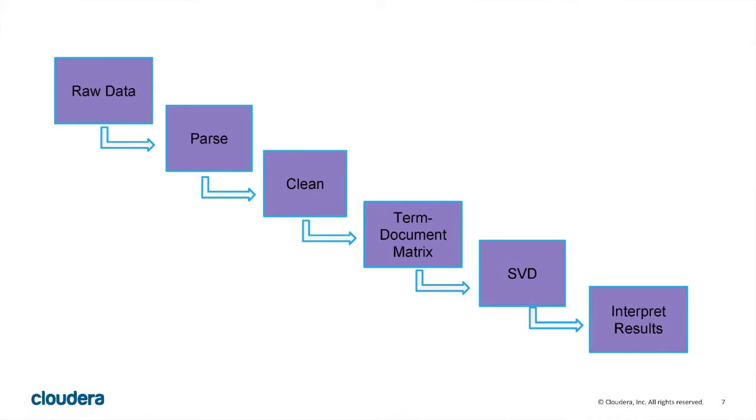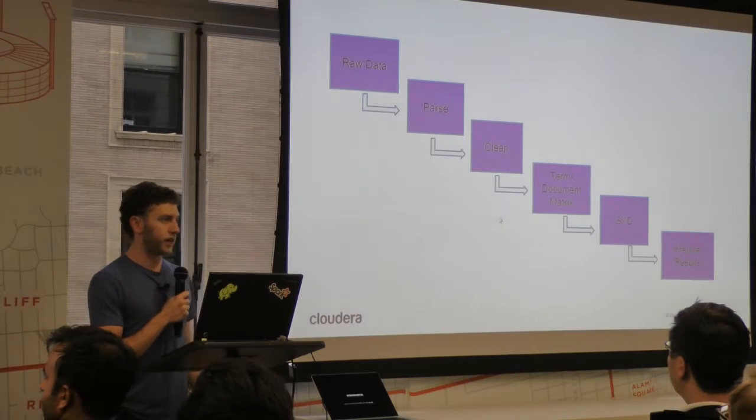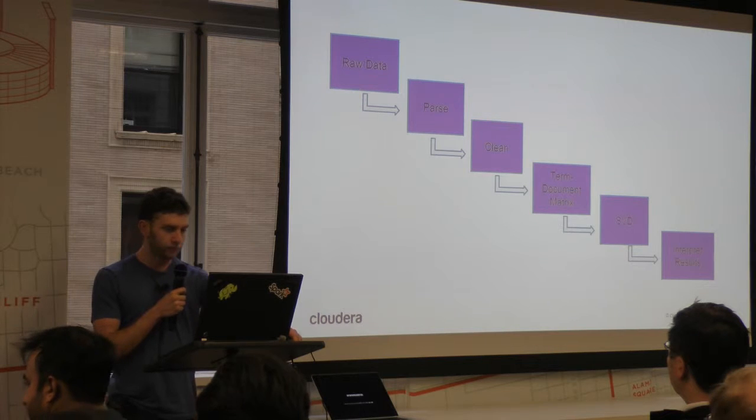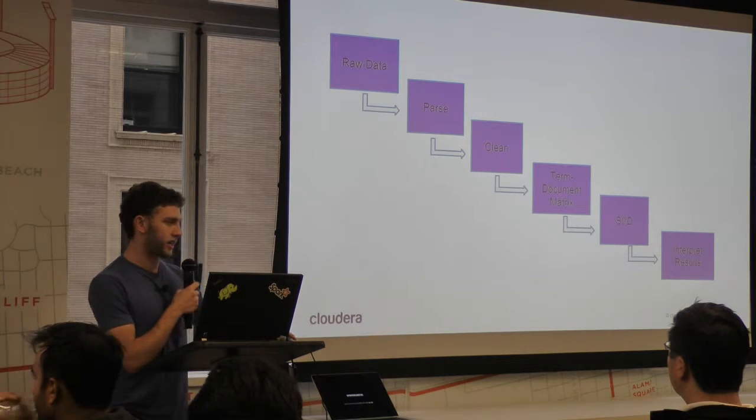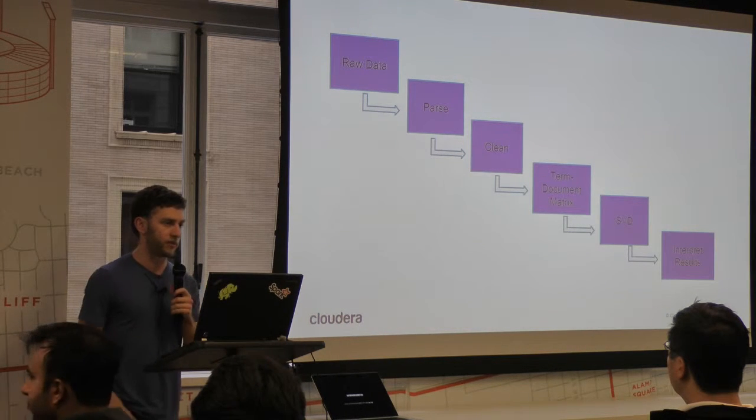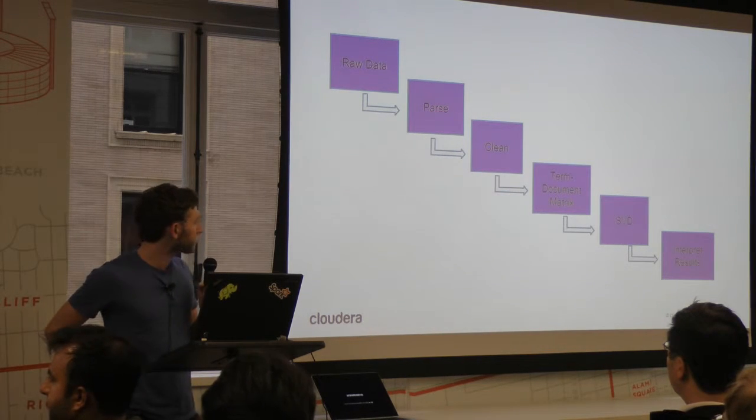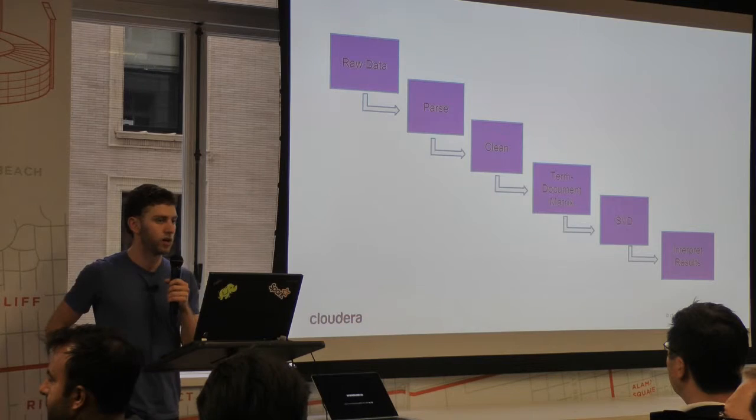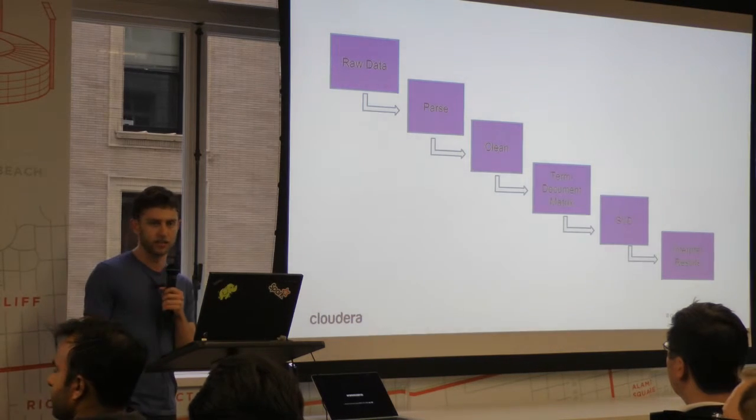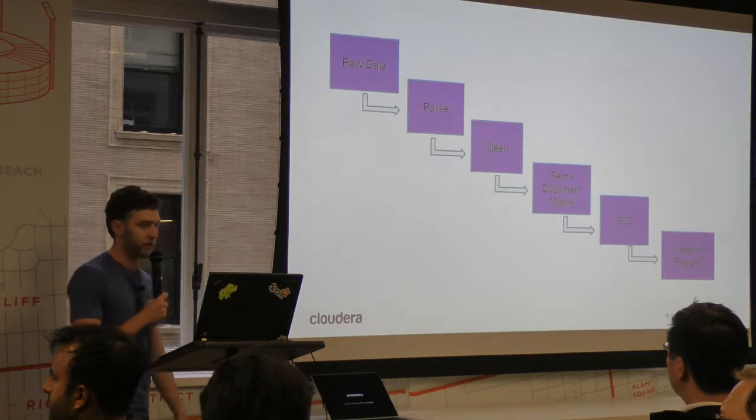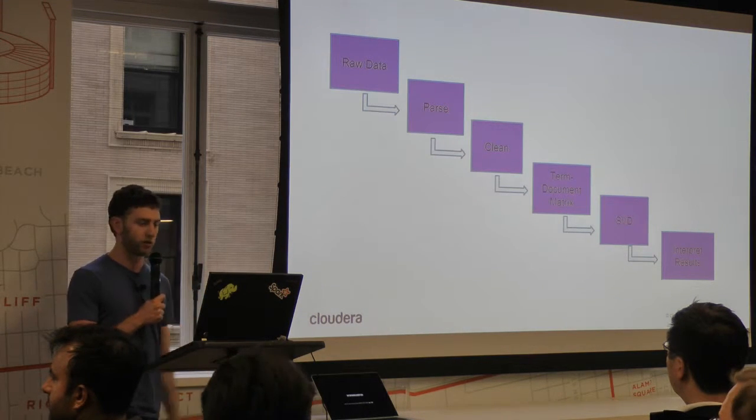So what does it look like to carry out this analysis practically? We have some sort of raw data. We want to parse it, figuring out how to actually understand whatever binary format it's in. We want to clean it. We want to assemble it into some sort of form that we can feed into matrix decomposition. We want to actually carry out that matrix decomposition, and then we want to interpret the results.